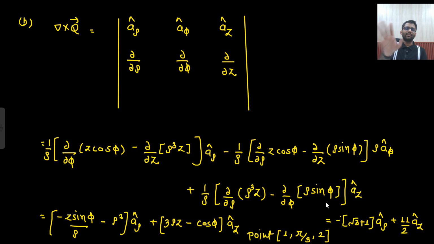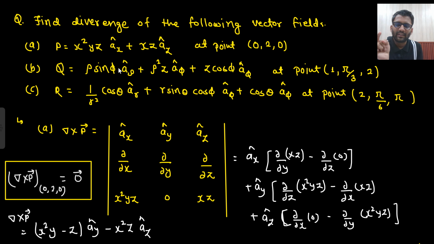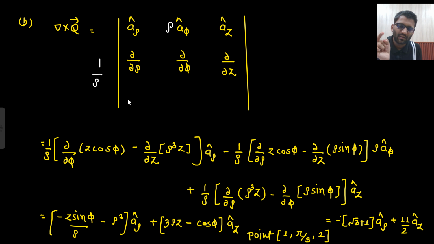Solve this next one on your own. I have done the calculation. I will just write down the formula. How will I write down the formula? Here I will add rho, 1 by rho, and here what am I going to write? Whatever is there in a rho, that is rho sin phi.